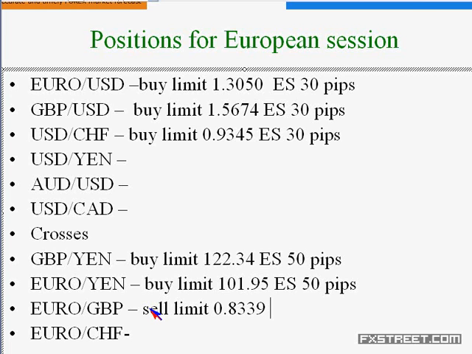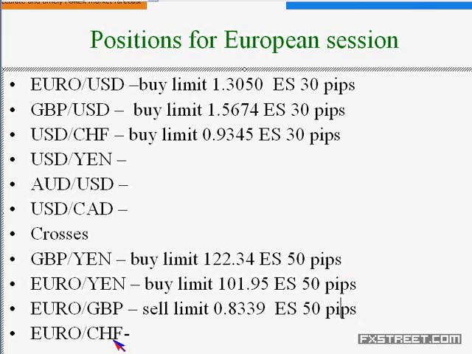We'll keep 83.39 with a 50 pips hedging order. In the case of crosses, the volume is relatively less, so you have to keep a higher hedging order. In the case of majors, we can keep a 30 pips hedging order.